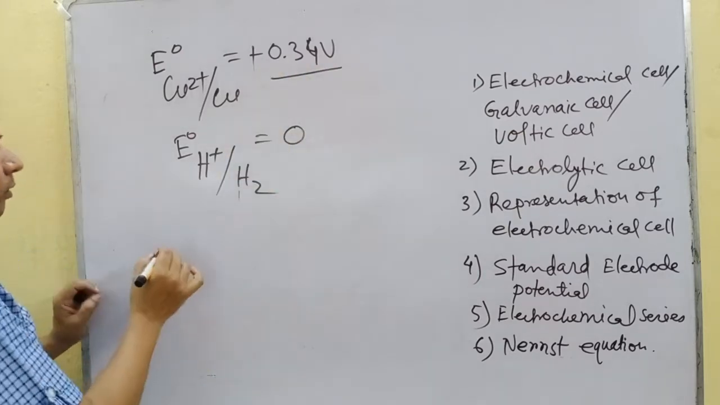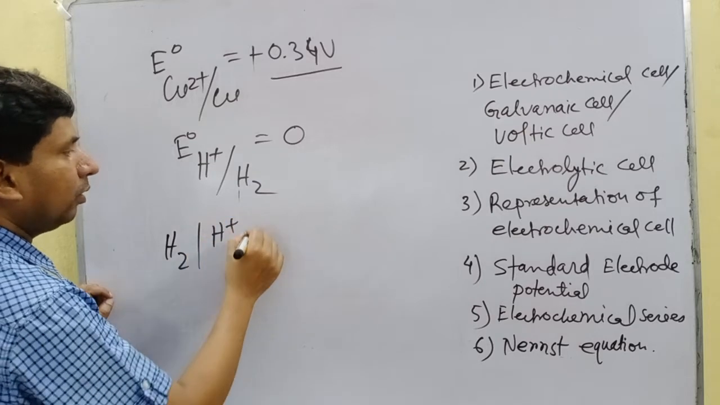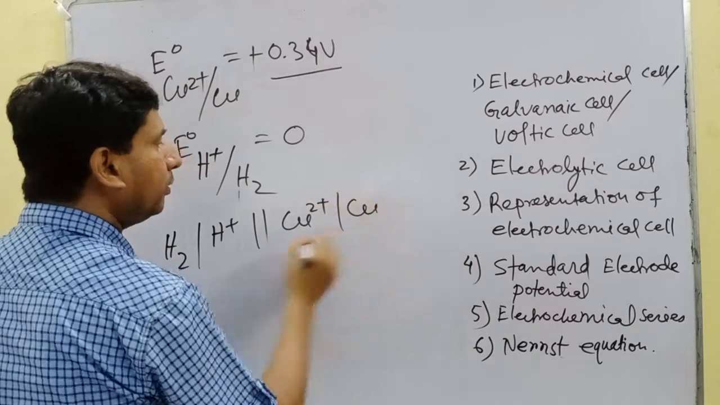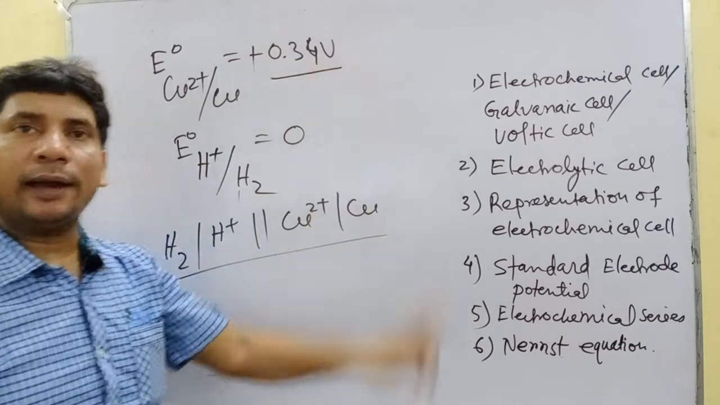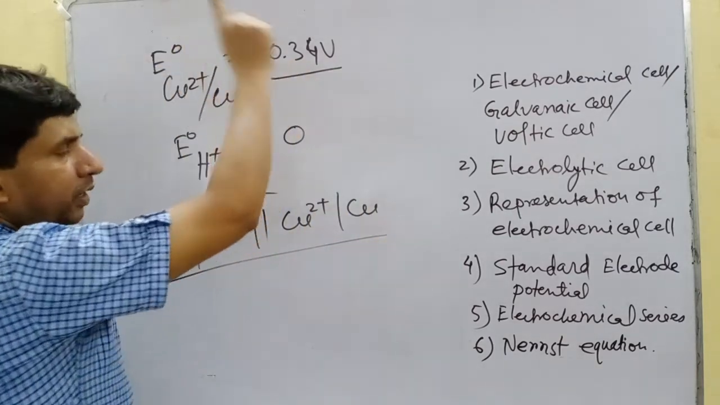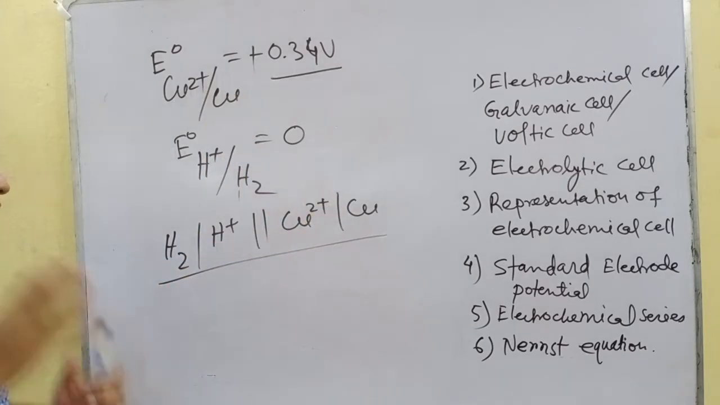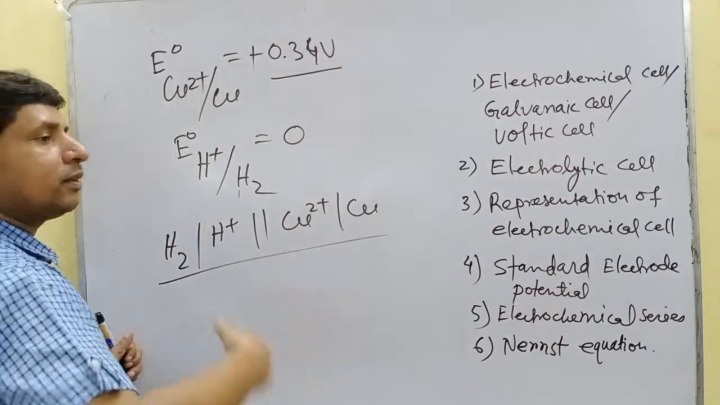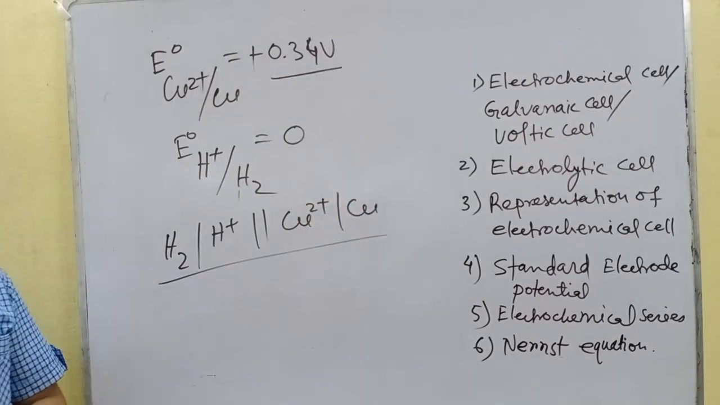Then H2, H plus double bar copper 2 plus to copper, this reaction will occur. That means whichever has the higher reduction potential will be reduced fast. Whose reduction potential is high, it will be reduced fast. You must remember it. And the reduction half cell we always write on the right hand side. Clear?